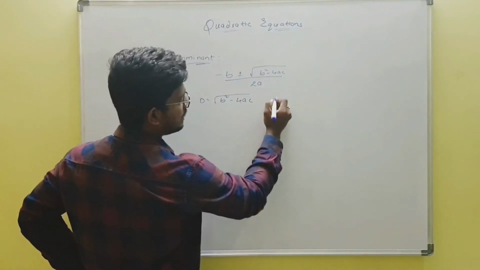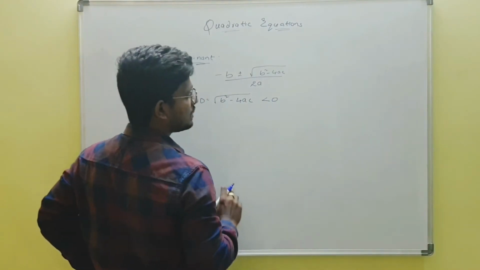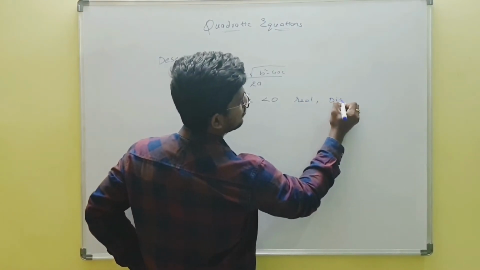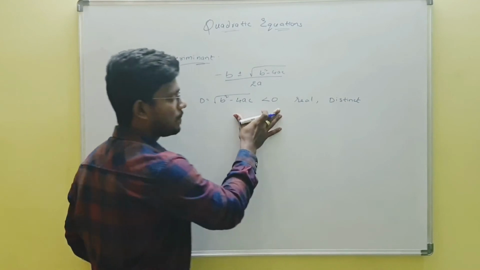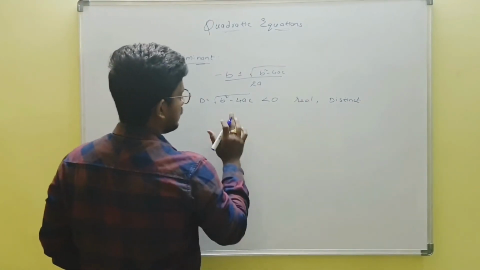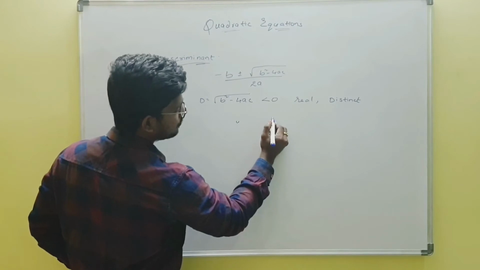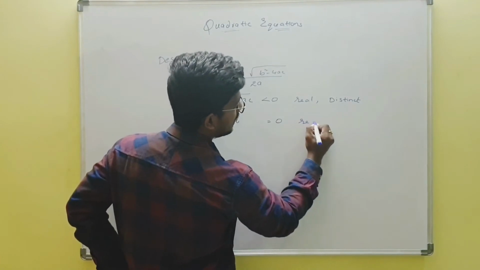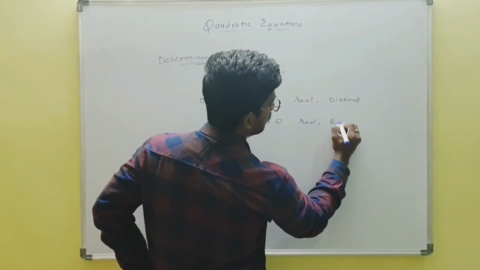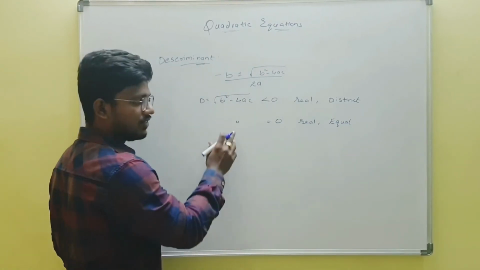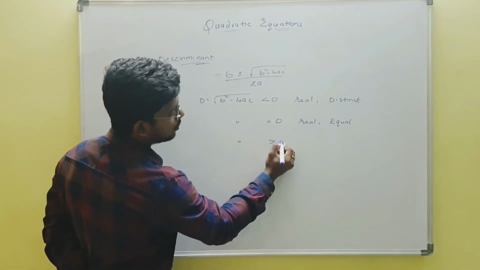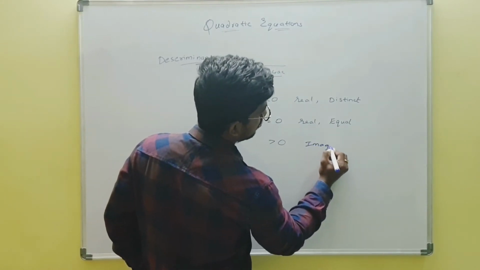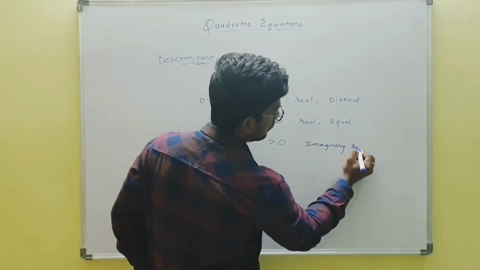If this discriminant is lesser than 0, then we can say that the roots are real and distinct. If this discriminant is equals to 0, then the roots obtained will be real and equal. If this discriminant is greater than 0, then we can say that those roots are imaginary roots.